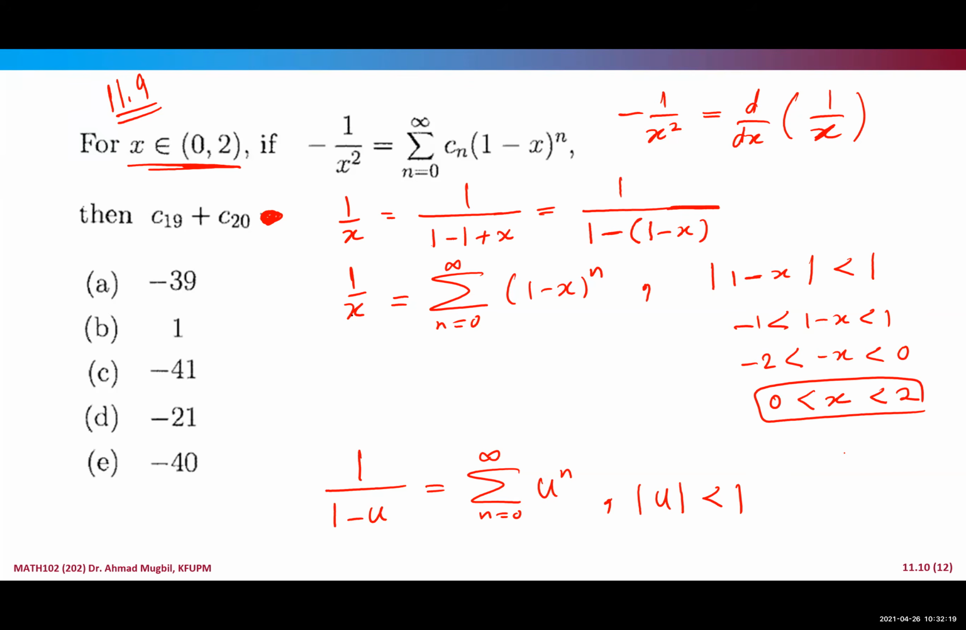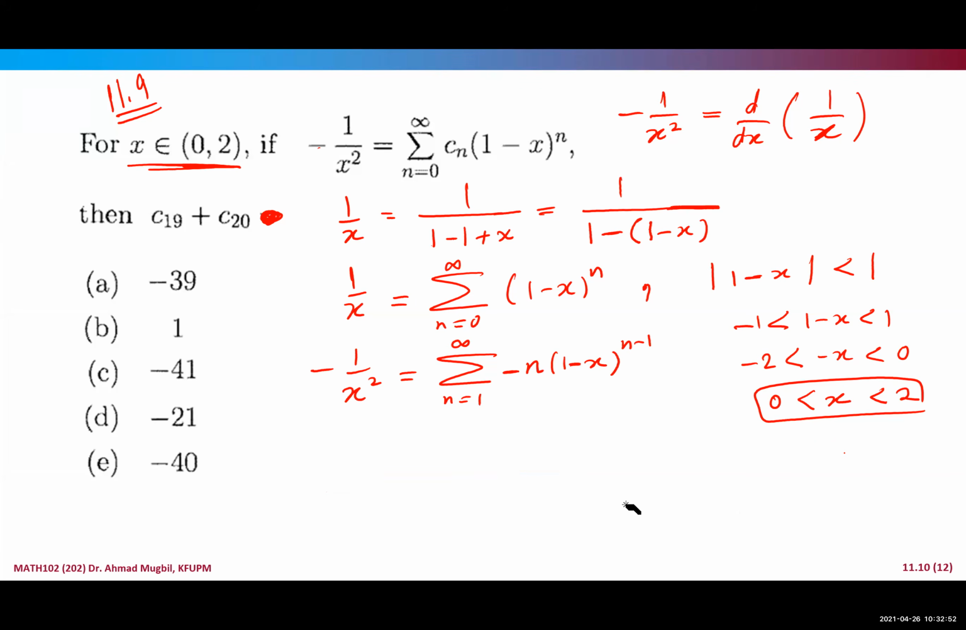This is 1 over x. We need negative 1 over x squared. So what is that? We differentiate both sides. If you differentiate both sides, you will get, starting from 1 when you differentiate, n times 1 minus x all to the power n minus 1. And what is the derivative of the inner function by the chain rule? It is -1. So here we have a negative. Is it clear so far, guys? What we did until now, I wish it is clear.